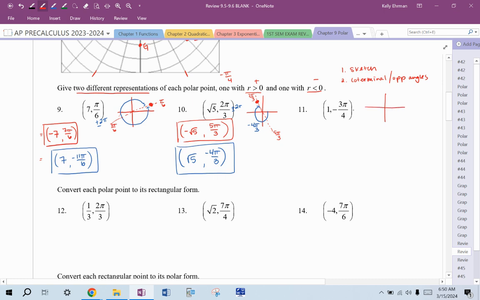Right, face negative 3 pi over 4, which would be like down here. So we're calling this negative 3 pi over 4. Its opposite angle is pi over 4, and you were supposed to go forward 1. So another way to do that is to face pi over 4 and go backward 1 unit.